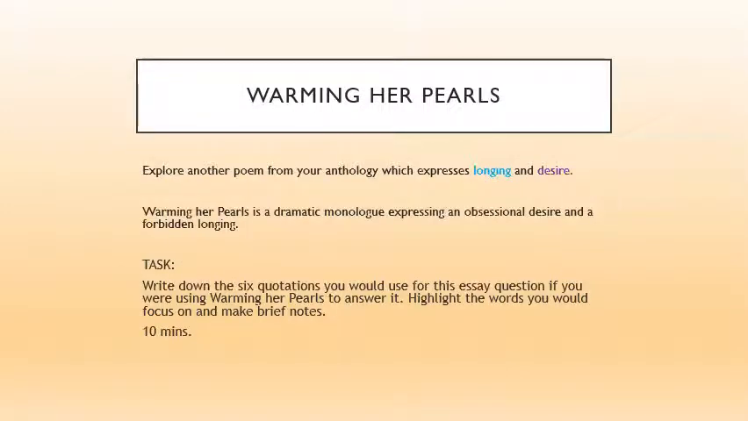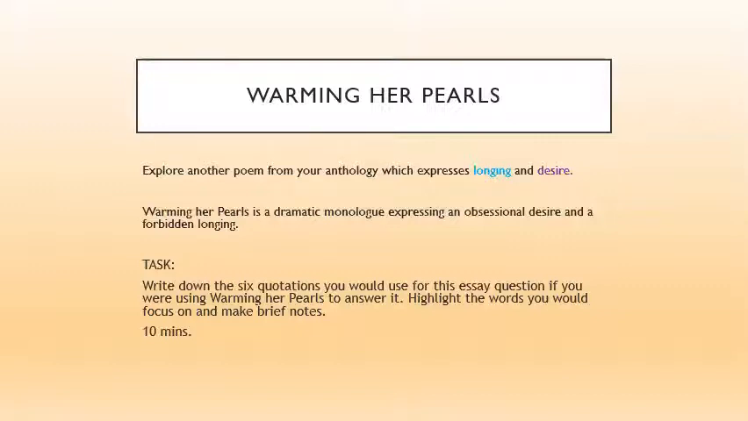Okay, now we're going to imagine that we've picked Warming Her Pearls. Remember the poem about the woman who wears her mistress's pearls all day to get them ready for her to go out in the evening, and she seems to have some sort of crush on her. Which was a dramatic monologue, remember. Warming Her Pearls is a dramatic monologue expressing an obsessional desire and a forbidden longing.